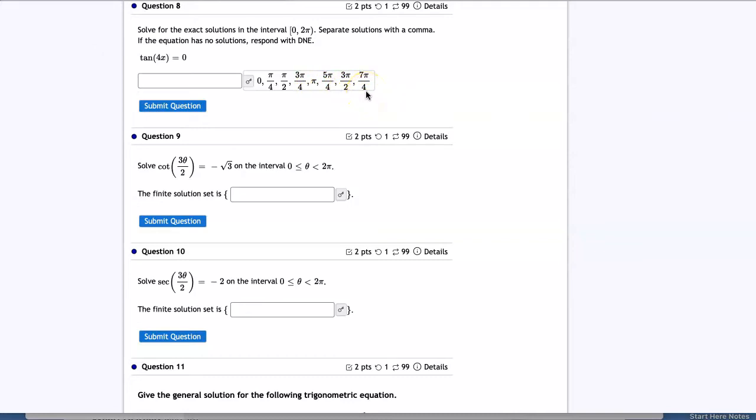Ta-da! Okay, number 9. So in order to solve a cotangent problem like this, I would rewrite this as a tangent problem.